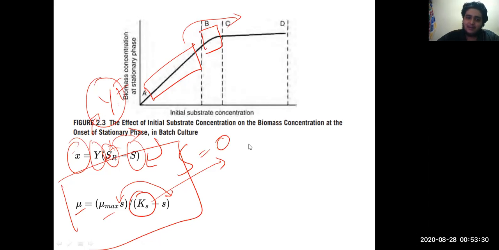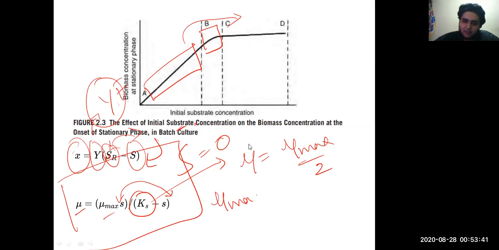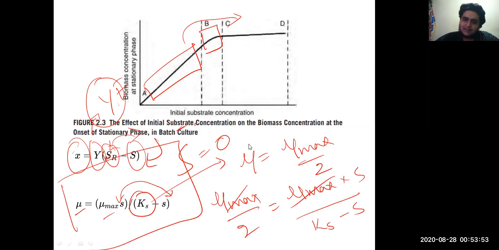Another thing that can be done with this equation is, let us consider a point where mu is equal to mu max by 2. Substituting that, we have here mu max by 2 is equal to mu max multiplied by S divided by Ks plus S. I can cancel out mu max. So I'm continuing the derivation here. What I'll basically get is Ks is equal to, I have 2S from here, transposing 2 to the top, and then again minus S. So Ks is equal to S.